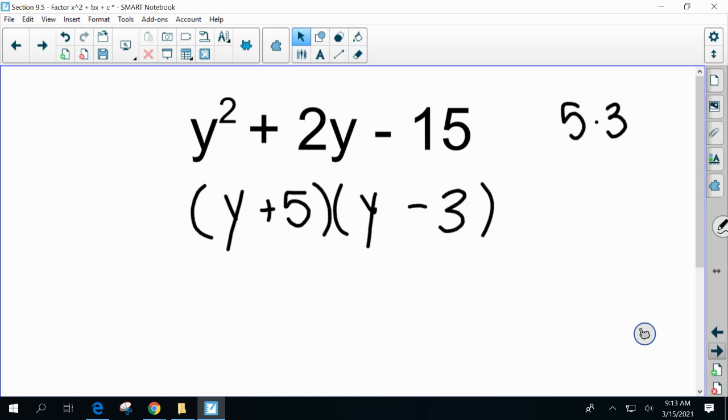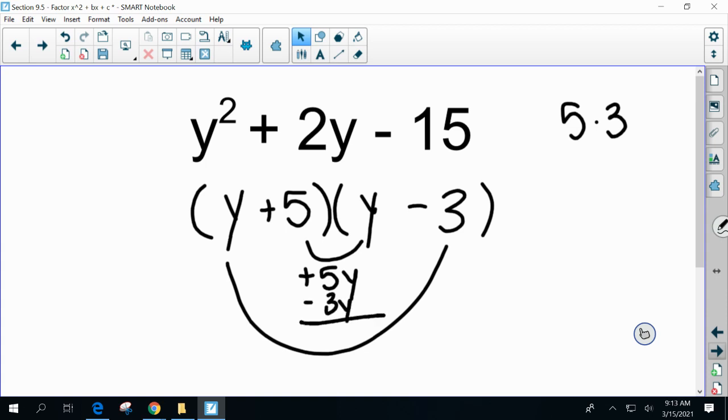Now, when you have different signs, I strongly encourage you to check them. So let's check this one. So positive 5 times y would give me a positive 5y. And then -3 times y would give me a -3y. If I put those together, I still get a positive 2y, which is what I'm trying to get. That's my middle term, which is the whole goal. So when you have different signs, I strongly encourage you to check your factors. It would be very helpful.